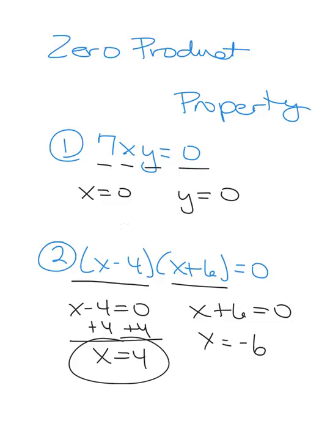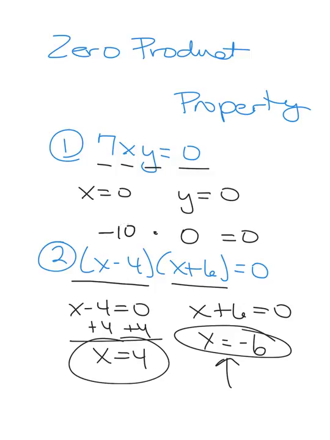Let's look at the same thing as if x were equal to negative 6. In my first binomial, I would get negative 6 minus 4, which gives me negative 10. And negative 6 plus 6 gives me 0. So negative 10 times 0 will give me 0, which is why if I'm going to solve that, either x is equal to negative 6 or x is equal to 4 would give me 0 because of the zero product property.